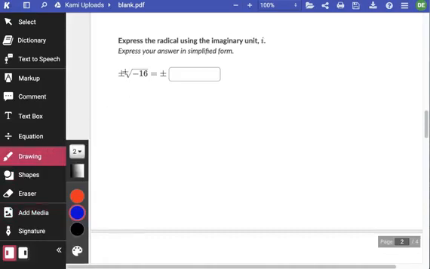We are simplifying positive and negative square root of negative 16. So let's go ahead and get started with that negative sign. When we have a negative square root, we can pull out an i, because i equals the square root of negative 1. And what we're left with inside is the square root of 16.